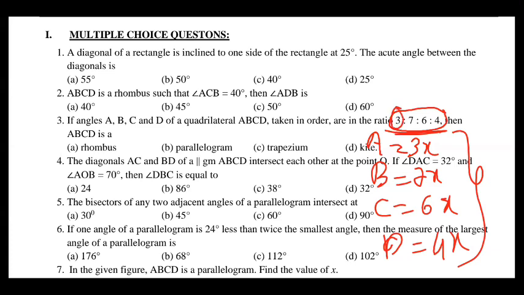Because only the ratios are given. Correct? Yeah. Sirf ratios diye gaye hain. To x iske saath jab milayenge, to we find the angle A, angle B, angle C, angle D.